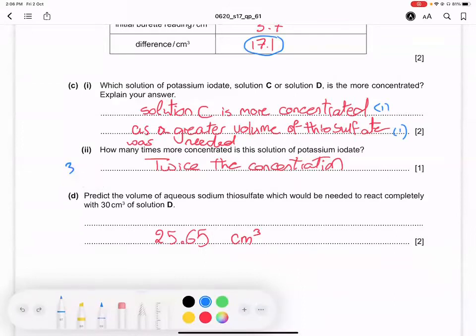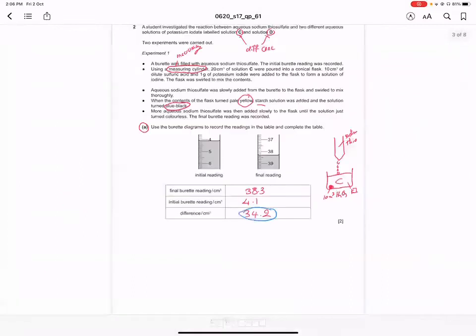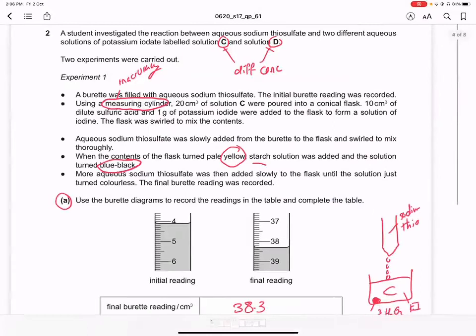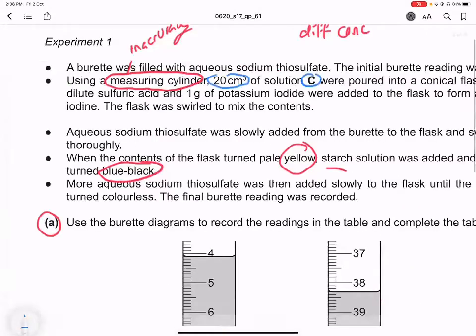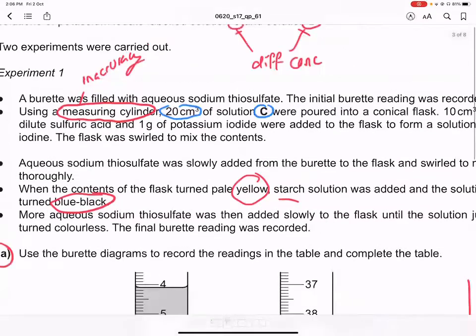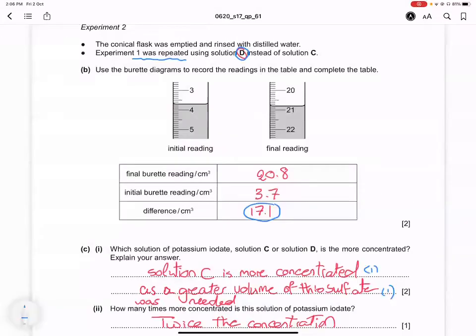Question D. Predict the volume which would be needed. How much is the volume I used from solution D? I need to read the question again. He used 20 cm³ from solution C in experiment 1. And then in the second experiment, he told you that the same experiment was exactly repeated, but using D instead of C, which means in this experiment, he used 20 cm³ of D.